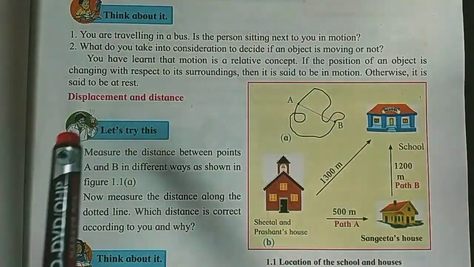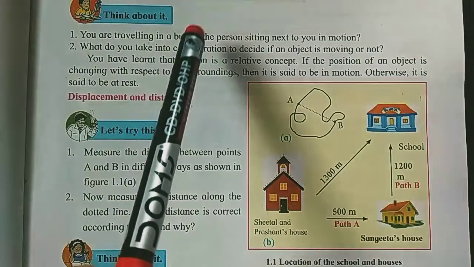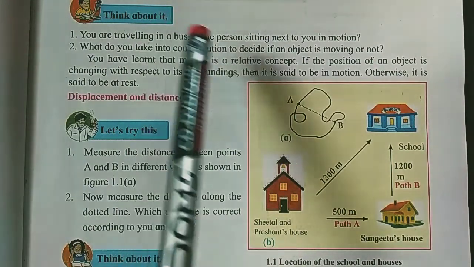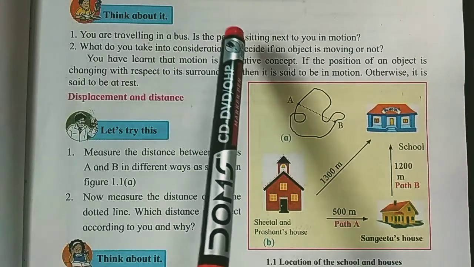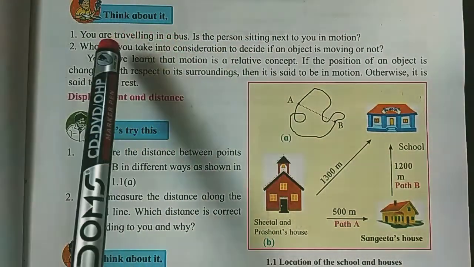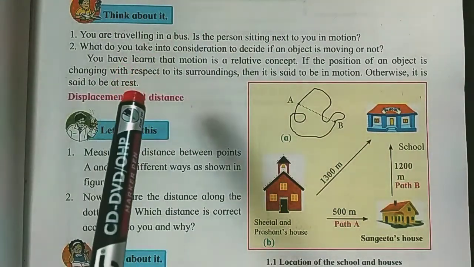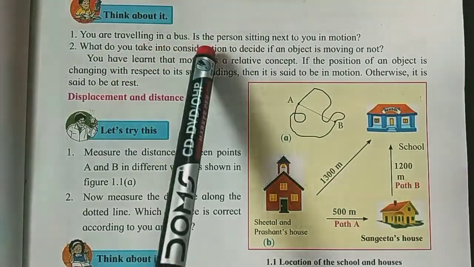Both of you are in the same bus, and when you look at each other, you don't see that you are moving because your surroundings are not moving. But the person outside the bus will see that you both are moving in the bus because the surroundings are changing.